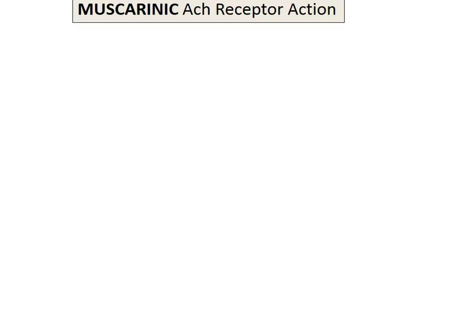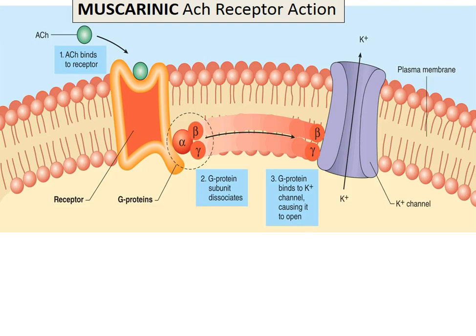And so let's take a look at the muscarinic acetylcholine receptor. In this case, the receptor is not the ion channel. Acetylcholine binds to the receptor. Again, it's shown here in green. But the receptor is associated with G proteins. And these G proteins are the alpha, beta, and gamma G proteins.